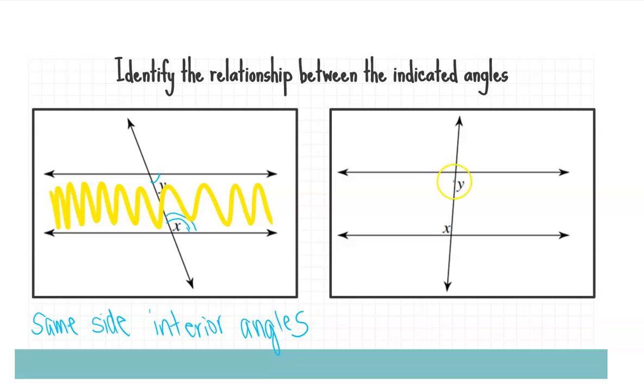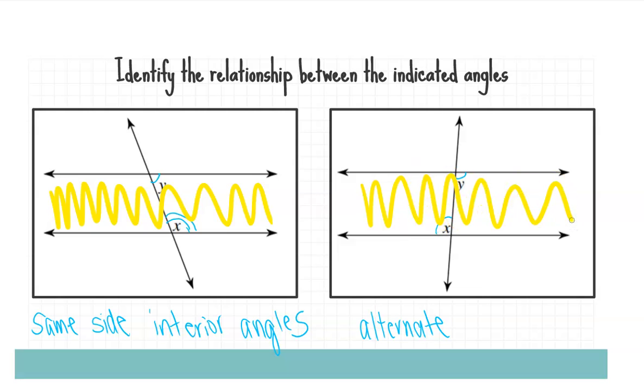For the picture on the right side, we have two angles that are on opposite or alternate sides of the transversal. So we're going to have alternate. And then again, these two angles are inside or in between the two parallel lines. So we're going to have alternate interior angles.